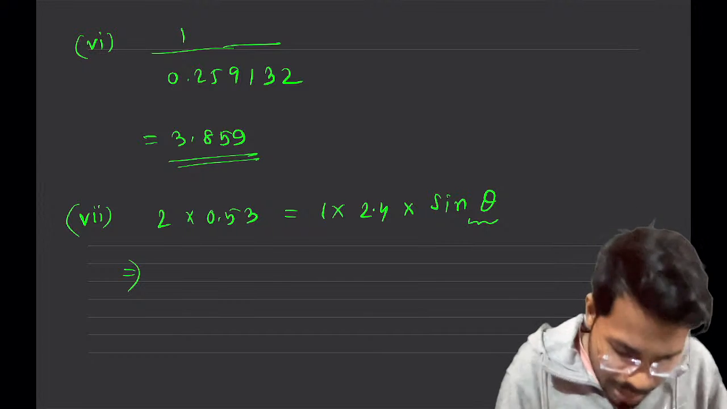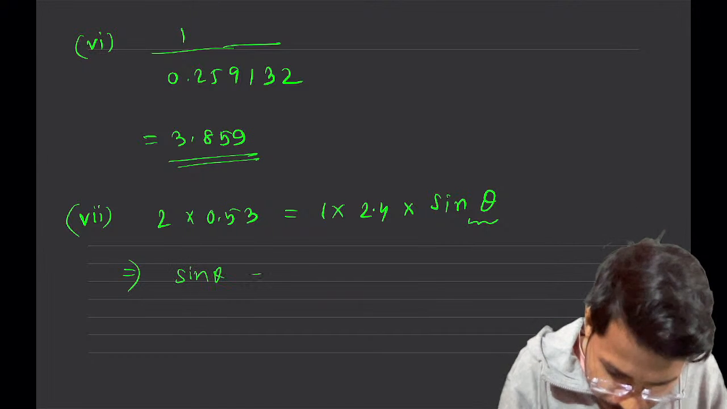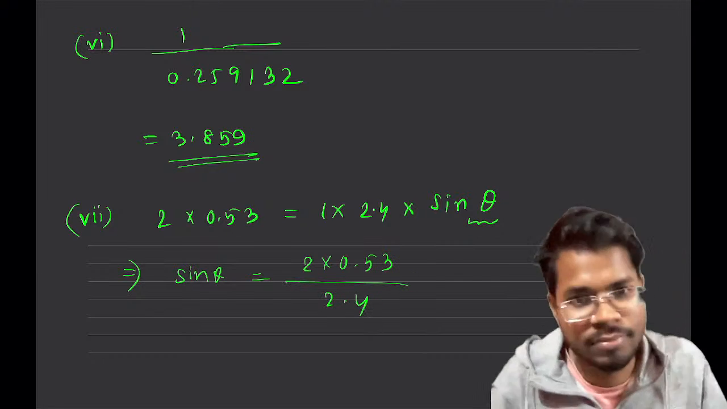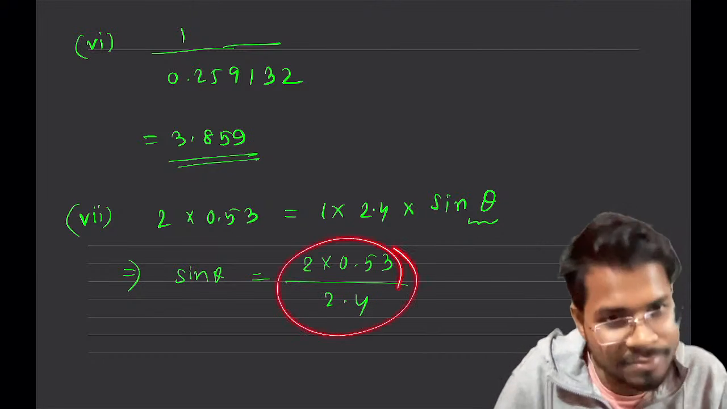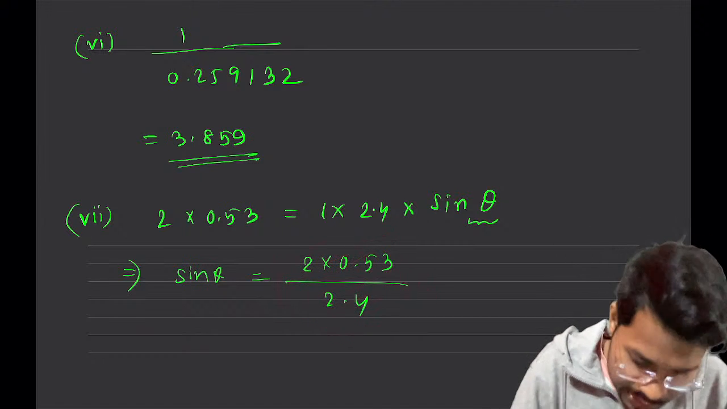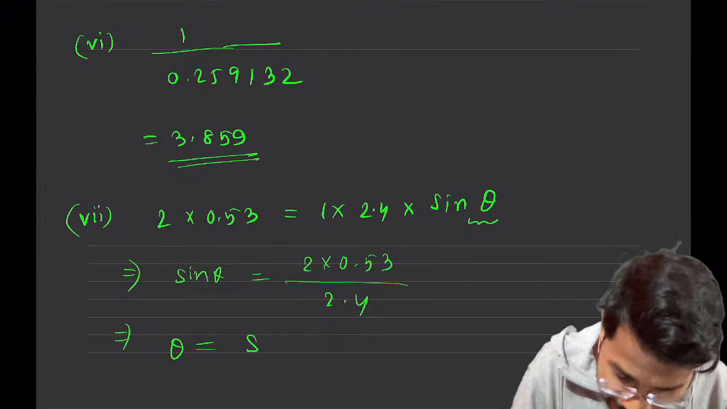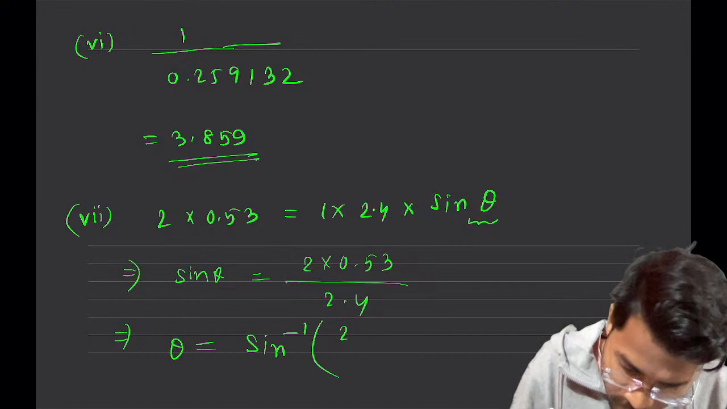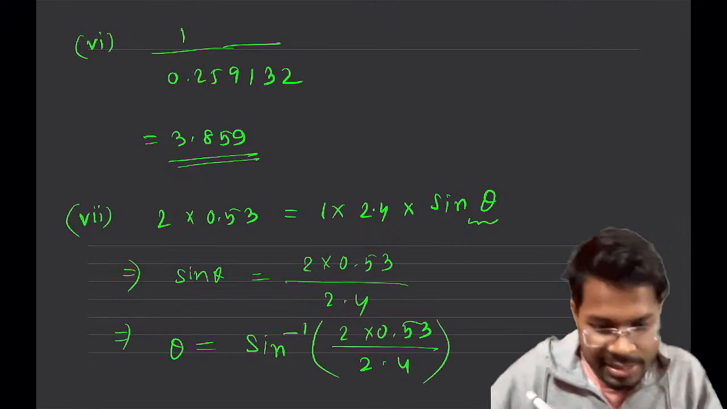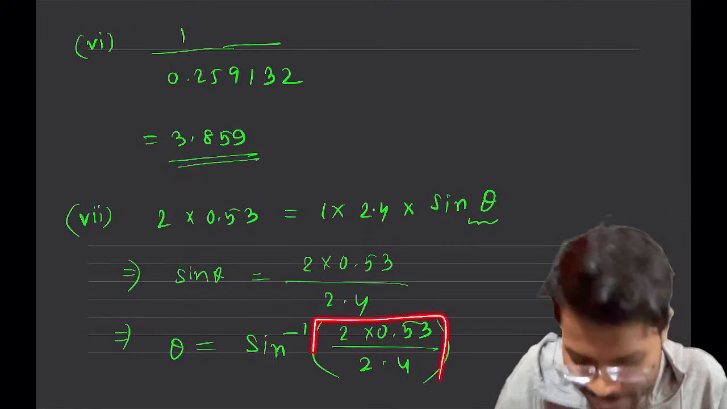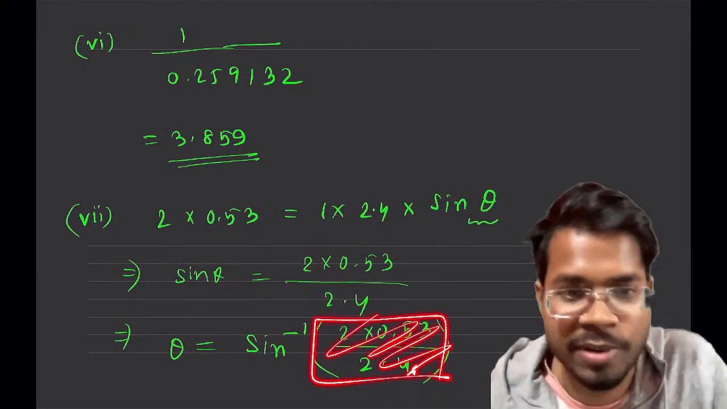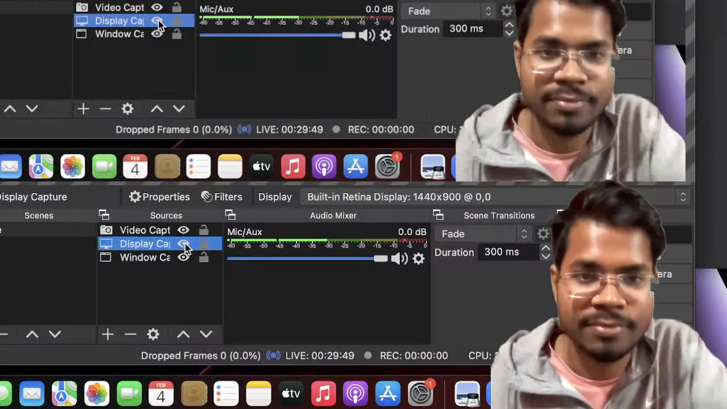So, I am writing it this way. Sine theta is equal to what? 2 into 0.53 divided by 2.4. Now I have to calculate the value of this. Once I have calculated this, I can use theta is equal to sine inverse of 2 into 0.53 by 2.4. That means I will calculate the value of x, and then I will use the sine inverse function. Let me show you what that function is.